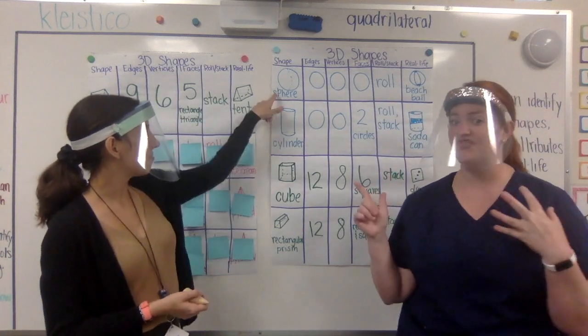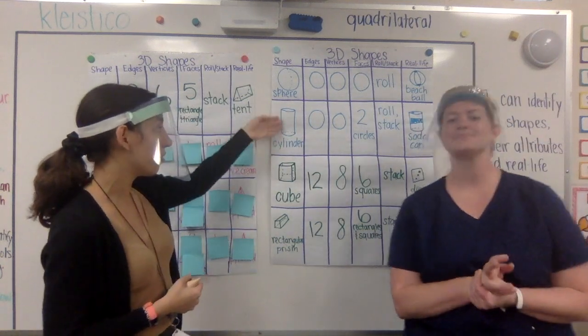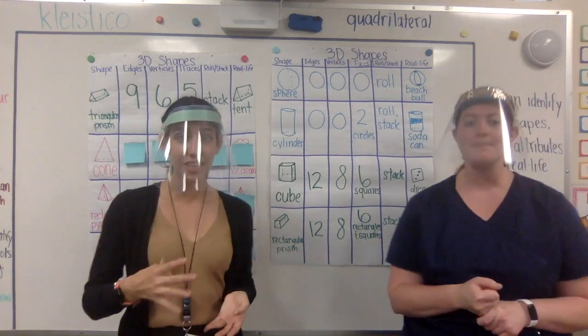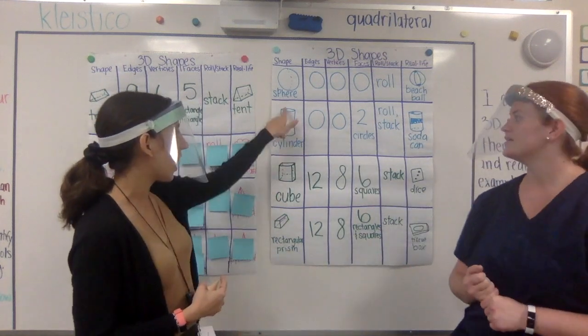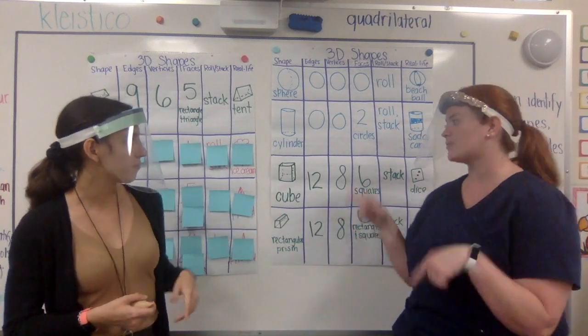We started with a sphere that was like a ball. It was totally round. That's right. And then we moved on to a cylinder. And we remember a cylinder is kind of like a soda can or a different can, and it has those 2 circle faces. Oh, and then we learned about a cube and a rectangular prism.